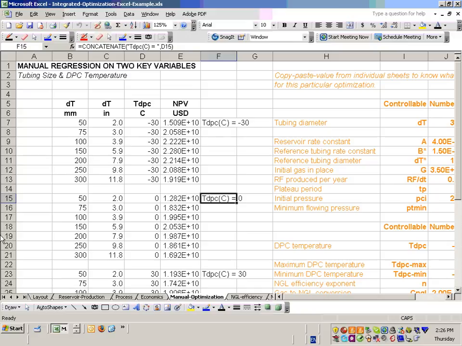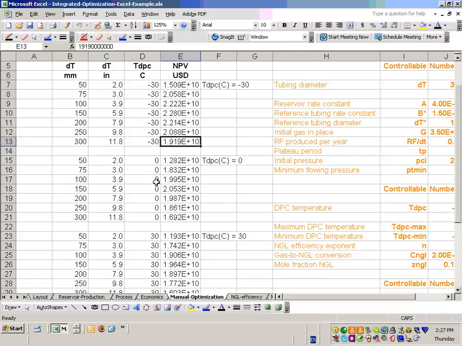I went in and I decided to have 2 main variables, tubing diameter and dew point control temperature. Of course I put in inches here just to have a feel. And then I just wrote down the numbers. Each one of these, this is manual labor here, poorly paid manual labor. And I did it for 4 cases.